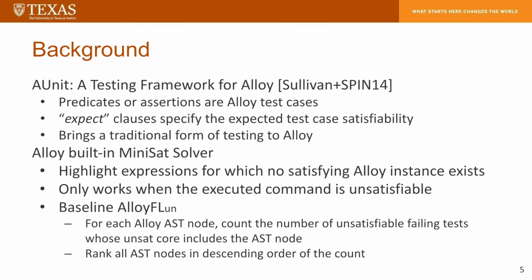Alloy also has a built-in MiniSat solver, which is able to highlight expressions for which no satisfying Alloy instance exists. So the MiniSat solver can only find an unsat core when the executed command is unsatisfiable. We build a baseline technique on top of the MiniSat solver with unsat core. For each Alloy AST node, we count the number of unsatisfiable failing tests whose unsat core includes that AST node. The AST nodes that are highlighted more often by the unsat core are ranked at the top.